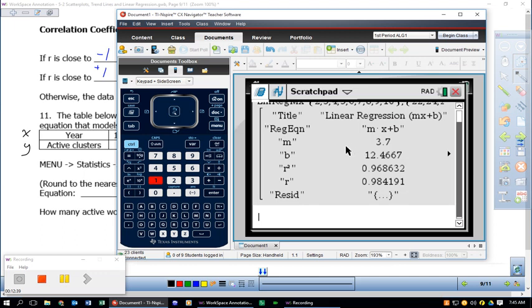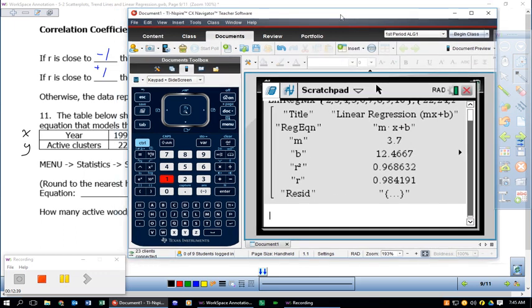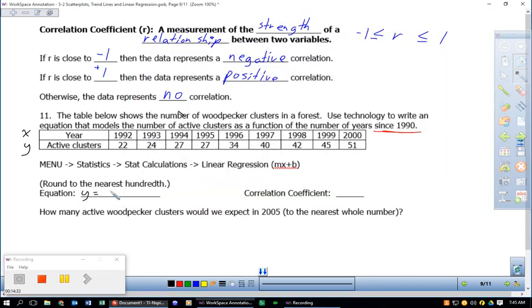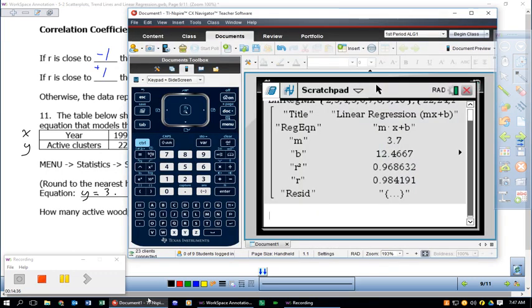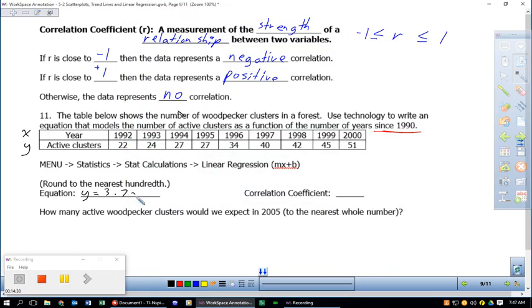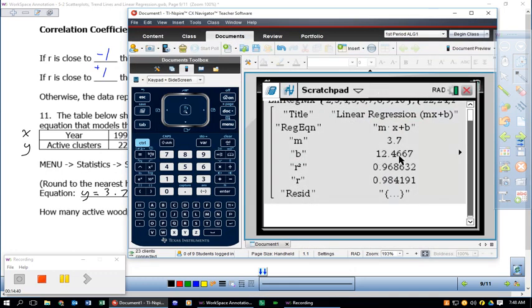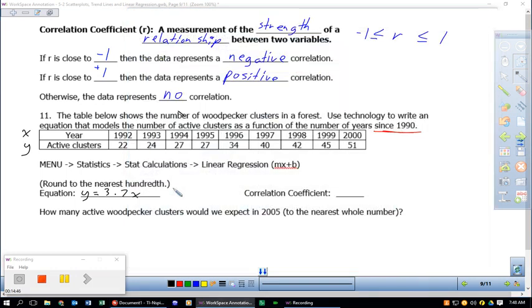So what this is, we're going to write this. It's mx plus b. So there's our m, there's our b, and there's the correlation coefficient right there. So the data I've got, round to the nearest hundredth actually, is y equals 3.7x, and our b is 12.467, so we'll round it to plus 12.47.